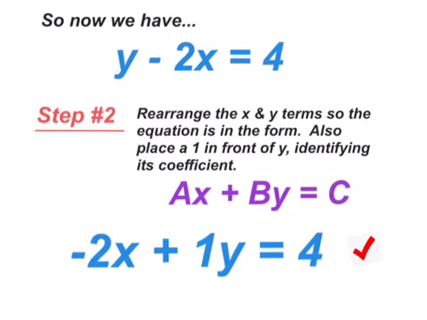The second step, what you want to do is take the equation you have now and rearrange the x and y terms so the equation is in the form ax plus by is equal to c. You also want to place a 1 in front of y, identifying its coefficient. So notice I took these 2 terms here and just switched them around. Now the minus 2x comes first and the plus 1y comes second. 4 stays the same over here on the right-hand side.